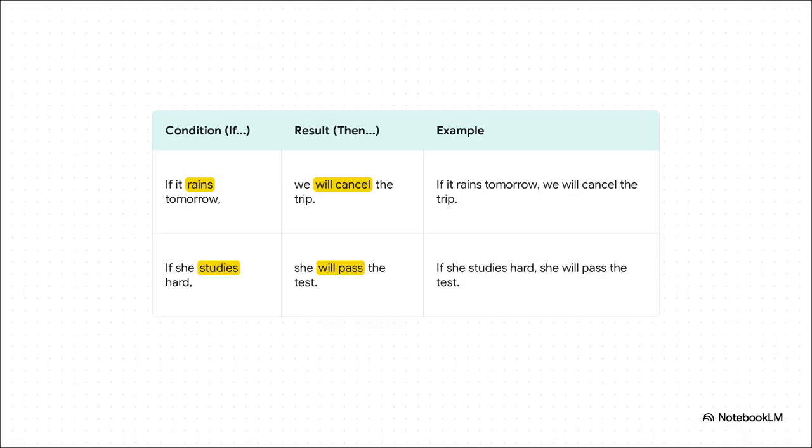Okay, pay attention here, because there's a key change in the structure. The "if" part actually stays in the present tense. Look, if it rains tomorrow. But the result, that's where we jump into the future. We will cancel the trip. That one little word, "will," that's our big flashing sign that we've shifted from facts to future possibilities.